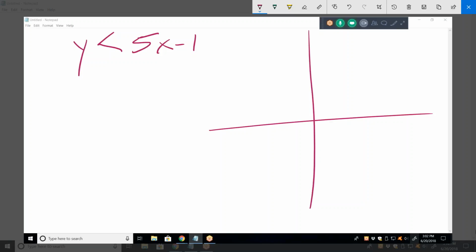So the next one I have is y is less than 5x minus 1. 2 points on the line. So I'm going to start off at the y-intercept of -1. And then I'm going to go up 5 and move to the right 1. There's my 2 points on the line. It'll be dotted. It'll be a dashed line. That's what I meant, dashed or solid.